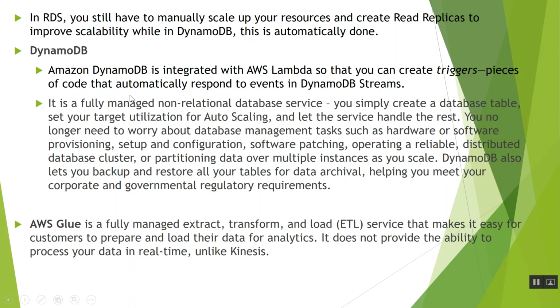Amazon DynamoDB is integrated with AWS Lambda so that you can create triggers, pieces of code that automatically respond to events in DynamoDB streams. It's a fully managed non-relational database service. And the last one is AWS Glue, a fully managed ETL tool, extract, transform, and load service, that makes it easy for customers to prepare and load their data for analytics. It does not provide the ability to process your data in real time, unlike Kinesis.